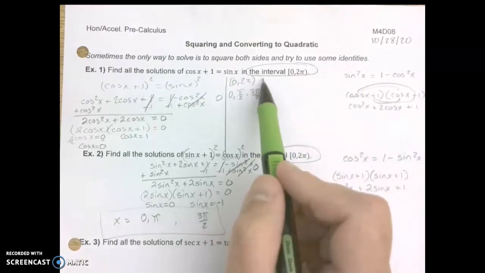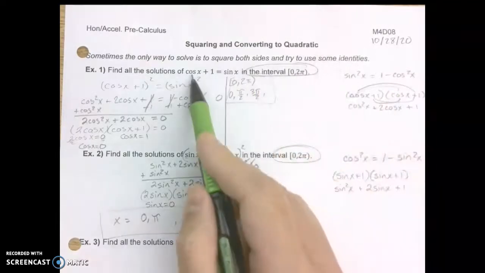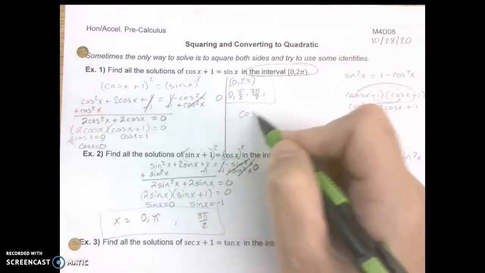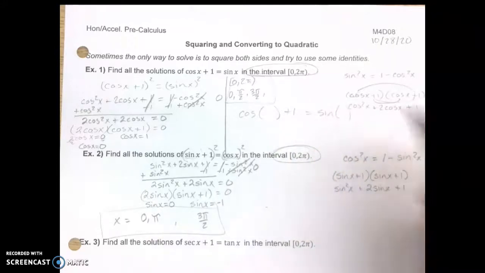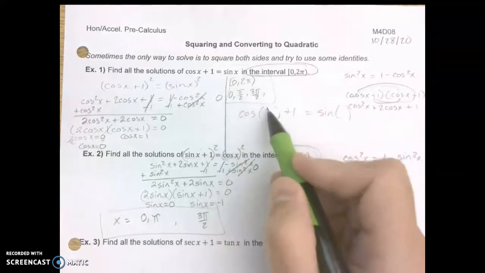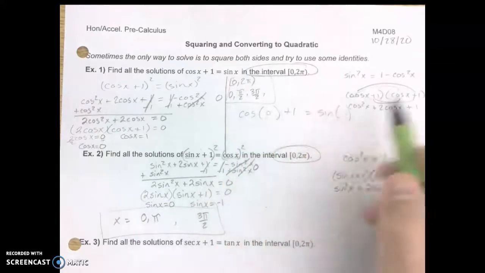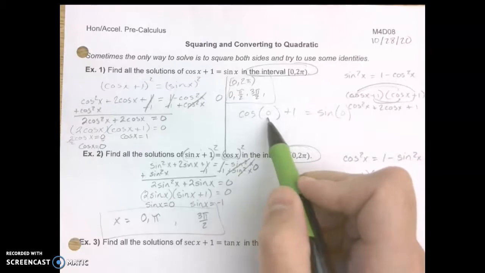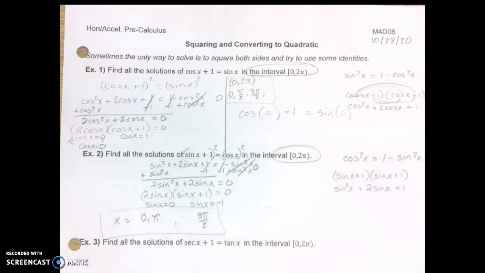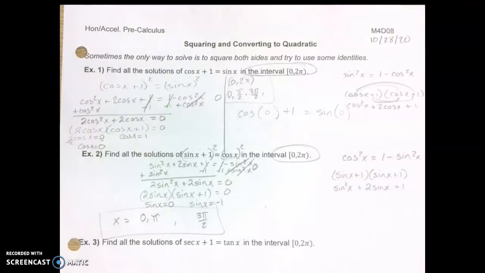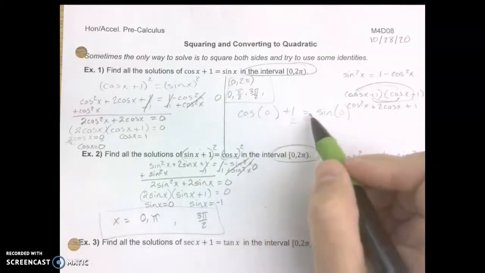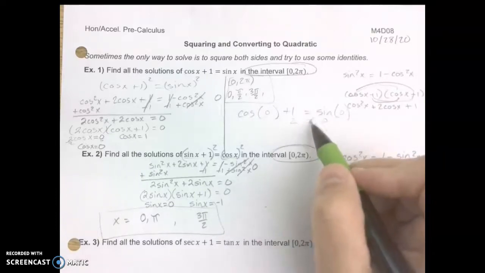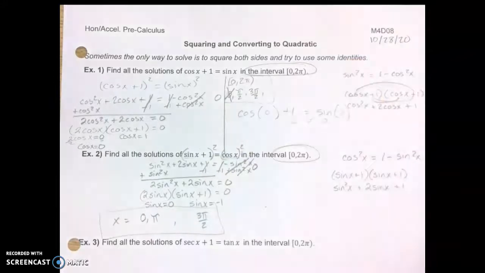Now, the big question is to go back in and test these solutions. The cosine of something plus 1 is supposed to equal the sine of something. Let's just start with 0. Plug in a 0. The cosine of 0 is 1, right? So 1 plus 1 is 2. And what is the sine of 0? Well, that's 0. So that is not equal. So 0 is actually not a solution.